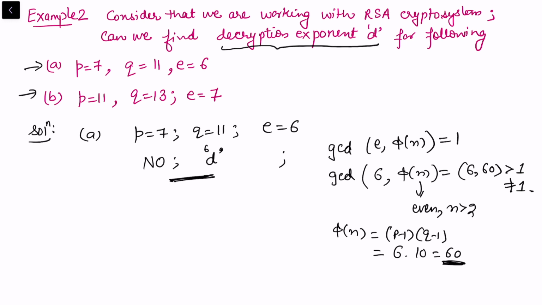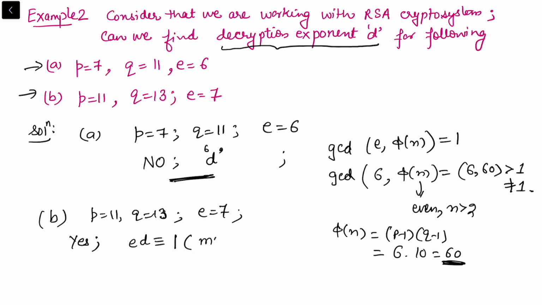We must take care of the setup that we have earlier set up for the RSA. In the B part, P is equal to 11, Q is equal to 13, and E is equal to 7. So here we can definitely say yes, we can find the decryption exponent, and this is found by ED congruent to 1 mod phi n. Again I am going to use the extended Euclidean algorithm for this. E we already know is 7. This is congruent to 1 mod 120. How did I get 120? This is P minus 1 into Q minus 1, so that is 10 into 12, 120.